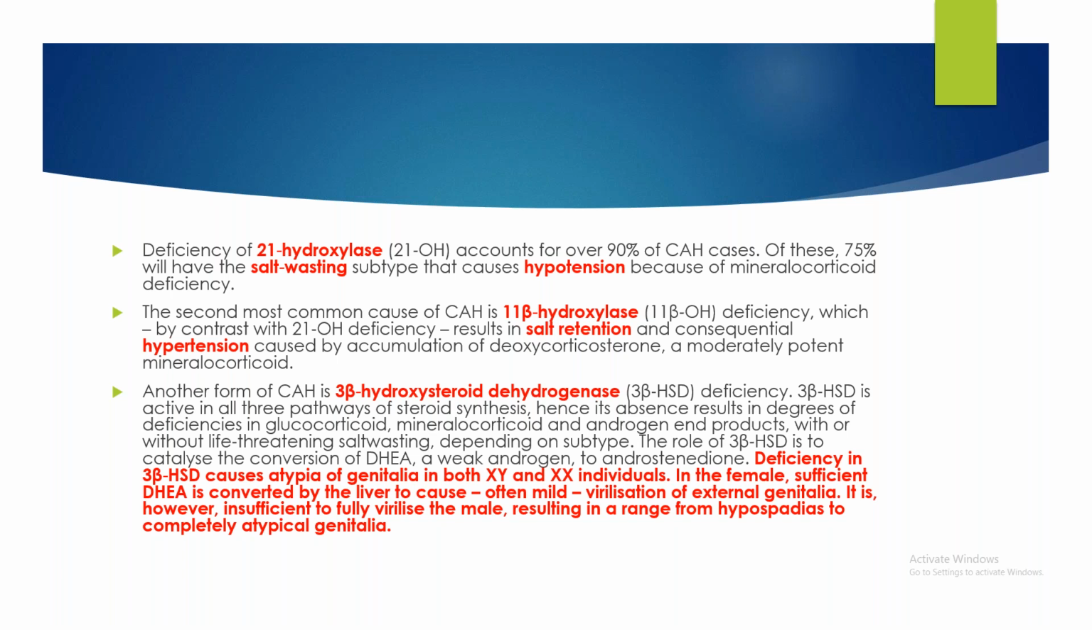In females, there will be only mild virilization of external genitalia, while in males there will be incomplete virilization. So there will be atypical genitalia in case of males. In case of male karyotype, there will not be complete virilization, so there will be ambiguous genitalia. While in case of female, there will be mild virilization. So in both cases, it will give rise to atypical genitalia.